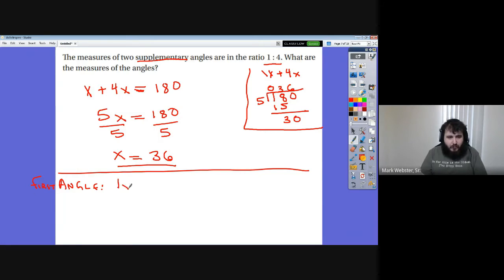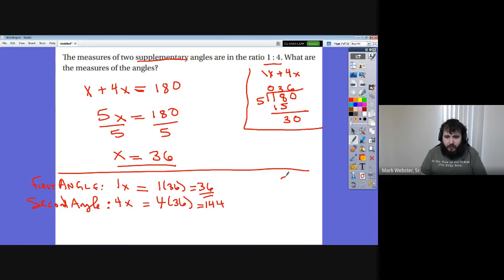That's 1x, right? So what's 1 part? 36. So we got 1 times 36. That angle is 36. What about the second angle? Well, we said that one's 4x, right? Well, what is that? 4 times 36. We do that out, we should get 144, right?